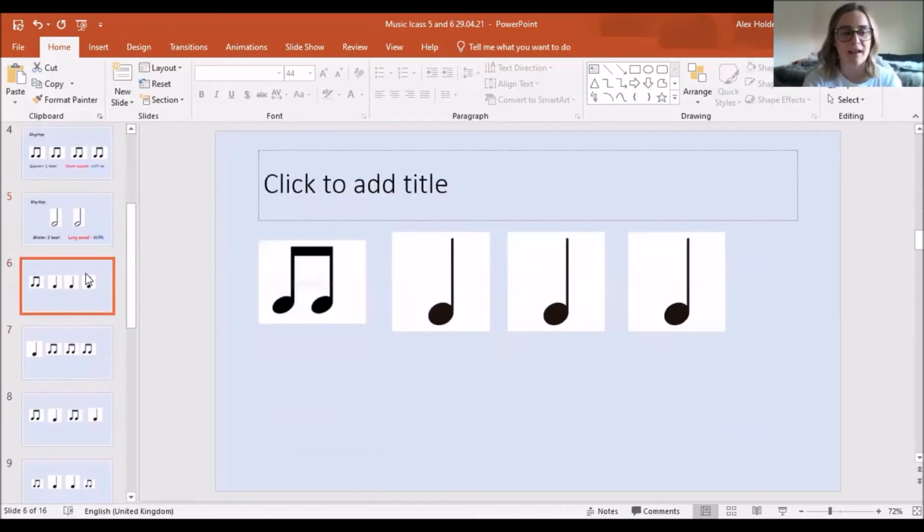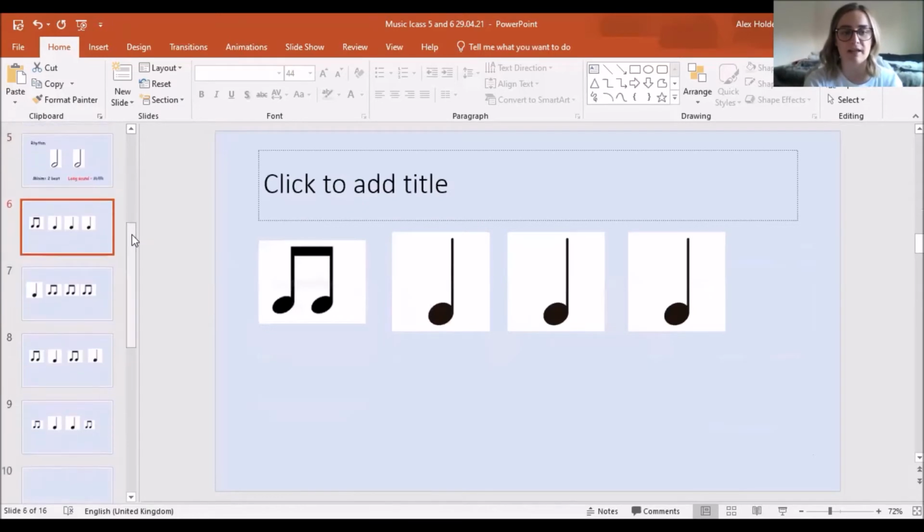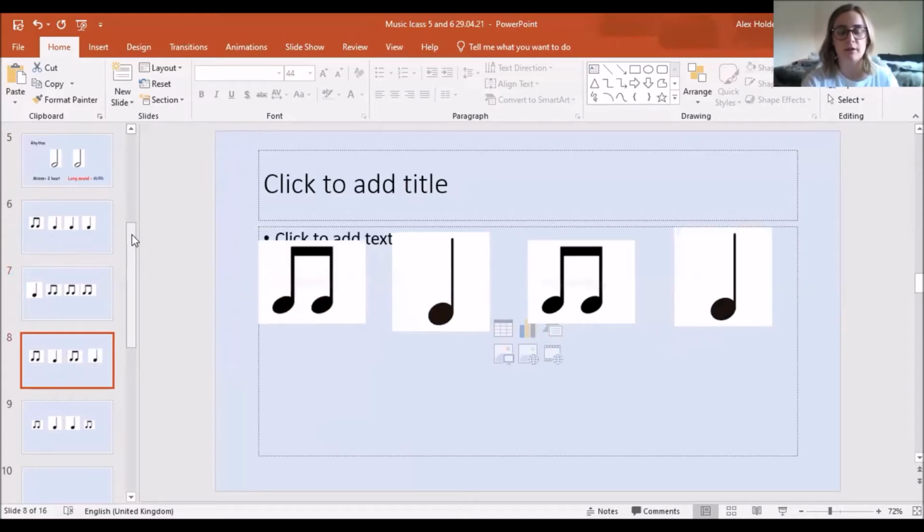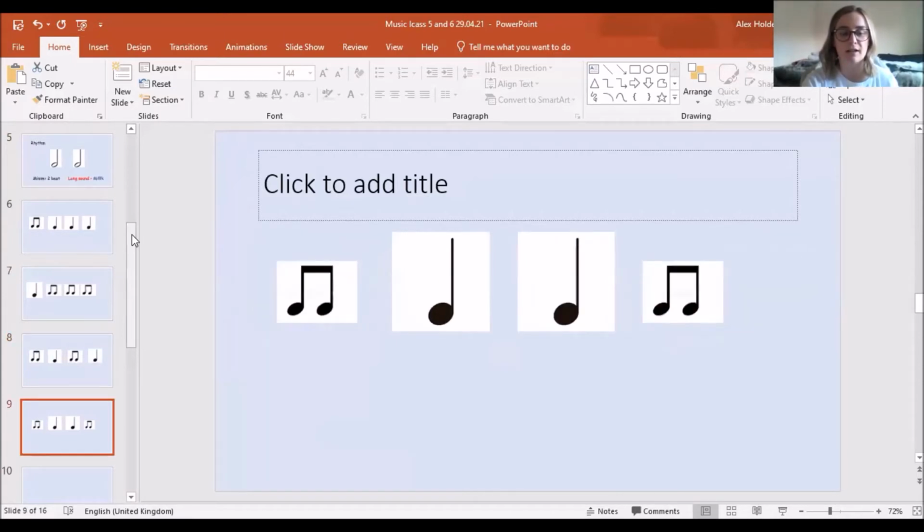Okay. Let's have a quick speed through with these. So clapping, are we ready? We've got a coffee, tea, tea, tea. 1, 2, 3, 4. Good. Next one. 1, 2, 3, 4. Next one. 1, 2, 3, 4. Next one. 1, 2, 3, 4.